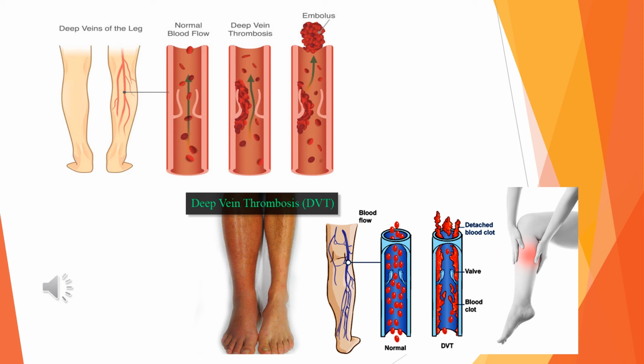So this is deep vein of the leg. In the first you can see the normal blood flow, and in the second image you can see deep vein thrombosis, that is coagulation. In that vein coagulation starts forming and this leads to embolus, that is deep vein thrombosis, and this causes swelling, redness, pain in the legs. So this is deep vein thrombosis.